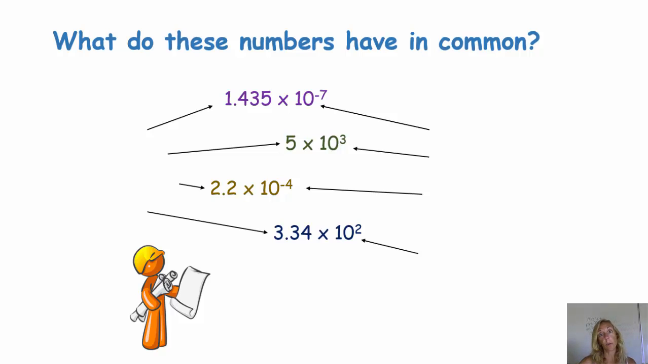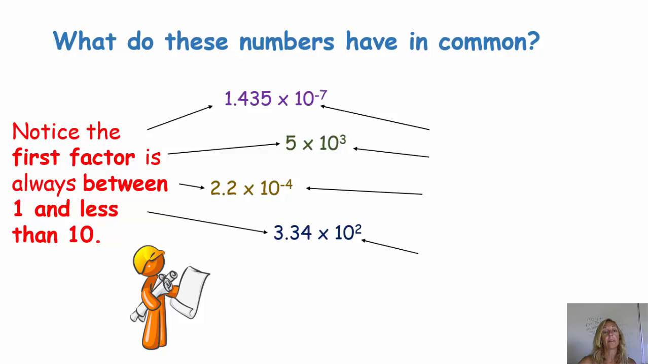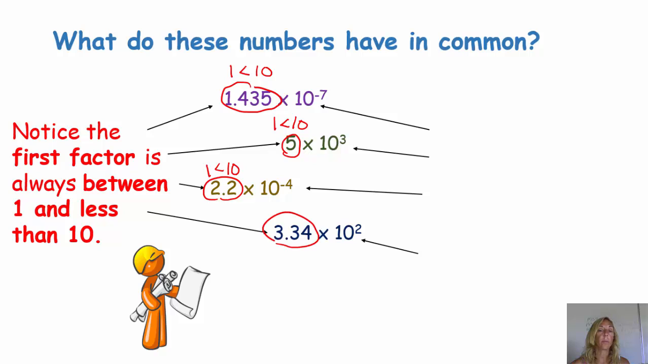Pay close attention to both parts, the first factor and the exponent, and try to figure out what they have in common. Hopefully, on the one side, you're noticing that the first factor is always between 1 and less than 10. Look at our first factor, 1.435. Notice that's between 1 and less than 10. The second factor is 5, once again between 1 and less than 10. The third factor is 2.2, which is between 1 and less than 10. And the last one, 3.34, is also between 1 and less than 10.